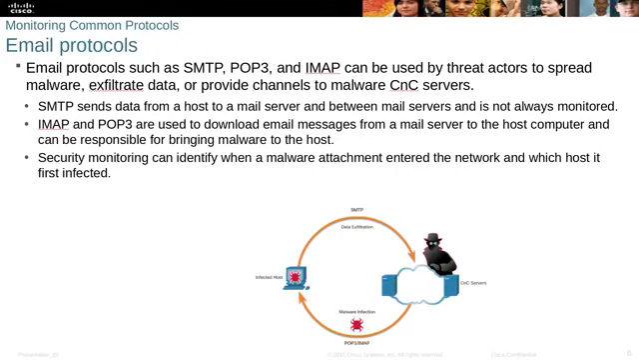IMAP and POP3 are used to download email messages from a mail server to a host computer. So for this reason, they're application protocols that are responsible for bringing malware to the host. Security monitoring can identify when a malware attachment enters the network and which host it first infected. With retrospective analysis, we can track the behavior of the malware from that point forward. In this way, malware behavior can be better understood and the threat identified. So security monitoring tools may also allow the recovery of the infected file attachments for submission to malware sandboxes for further analysis.